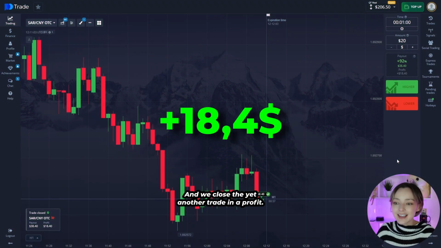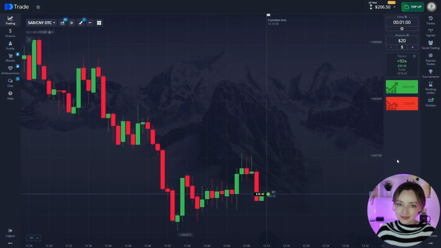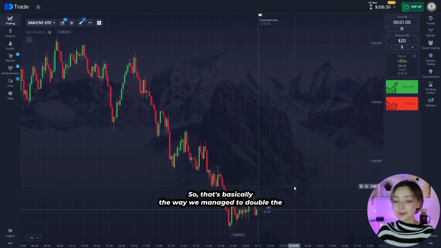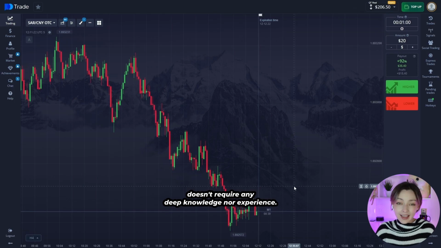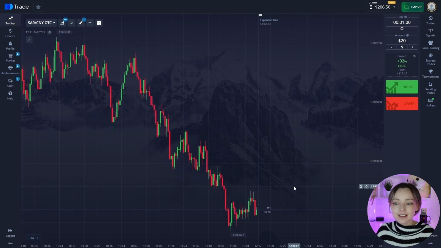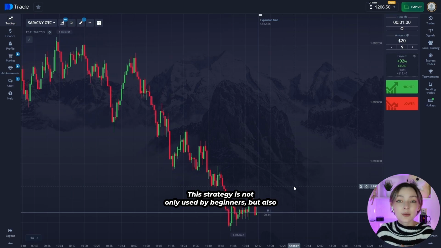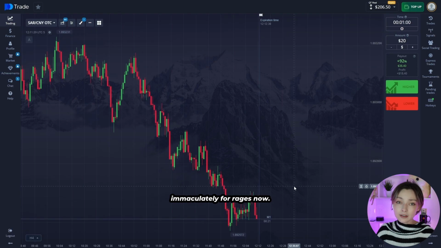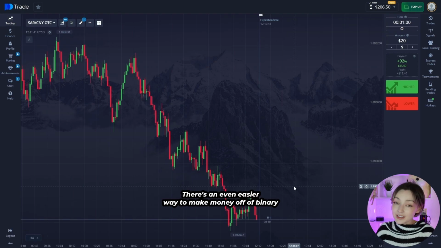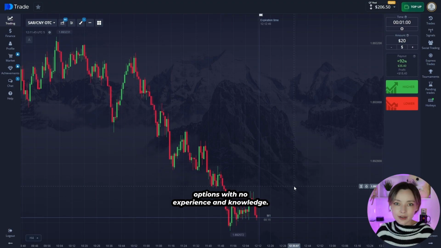And we closed yet another trade in a profit. So that's basically the way we managed to double the initial deposit thanks to such a simple strategy that doesn't require any deep knowledge nor experience. This strategy is not only used by beginners, but also by professional traders because it's been working immaculately for ages now. There's an even easier way to make money off of binary options with no experience and knowledge.